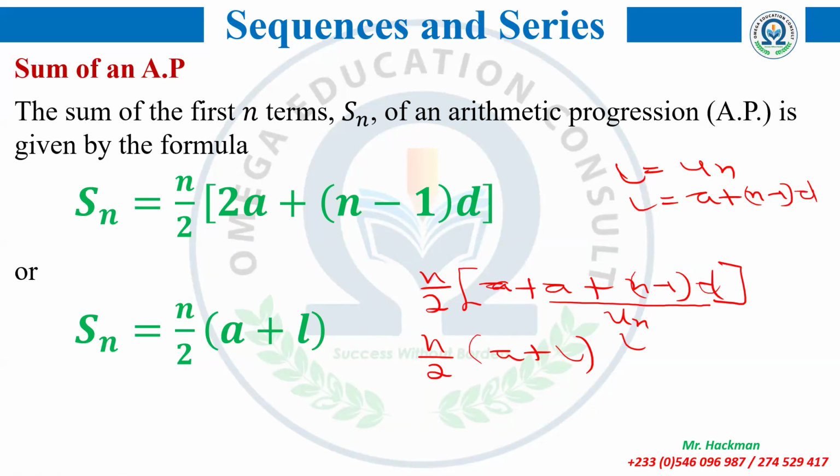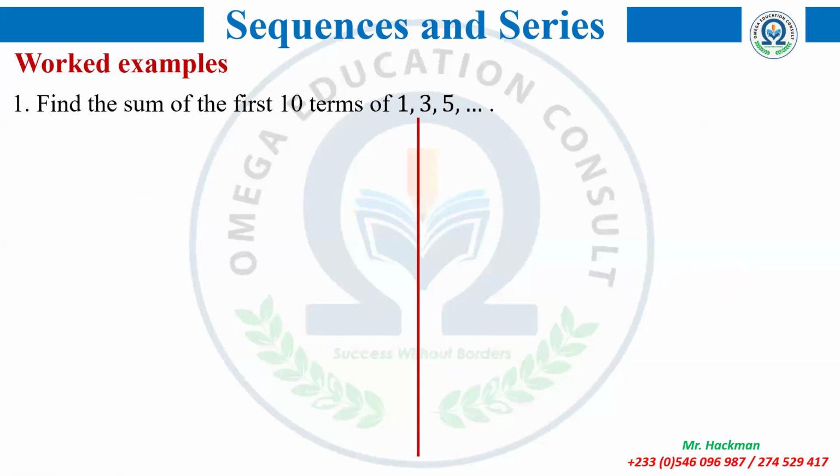Yes, please. Because this involves the last term, if you don't know the last term, you can't use this. Otherwise you go for our usual: a is the first term, d is the common difference, n is the number of terms. You know these notations and what they represent. So now let's look at how best we can make use of that formula. Quickly, let's look at our first worded example.